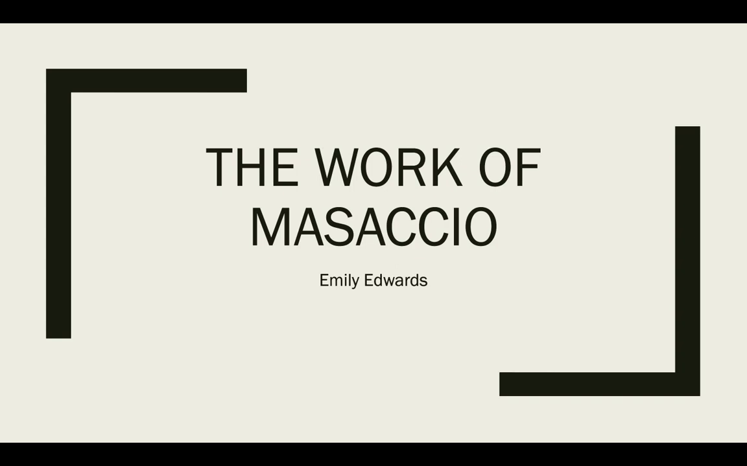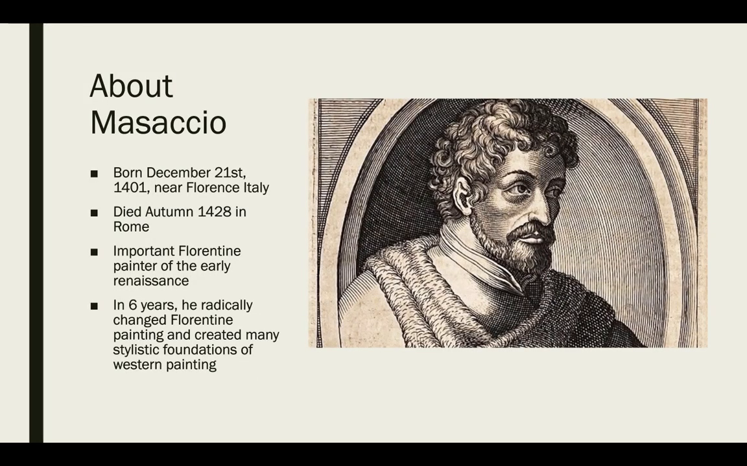For my project, I decided to do a visual timeline on the work of Masaccio. Masaccio was born on December 21st, 1401 in Florence. He died autumn of 1428 in Rome. He was a very important Florentine painter of the early Renaissance. In 6 years, he radically changed Florentine painting and created many of the stylistic foundations of Western painting.